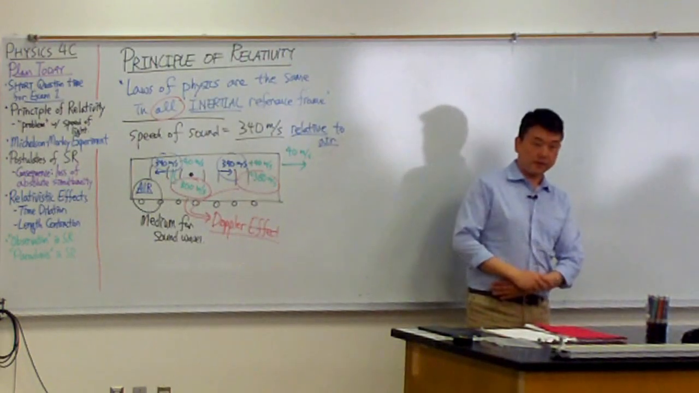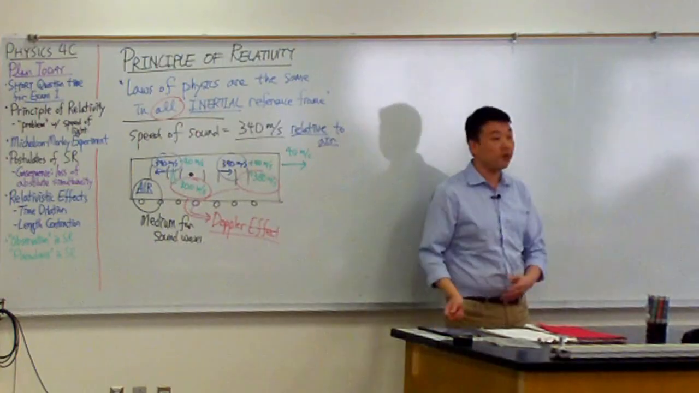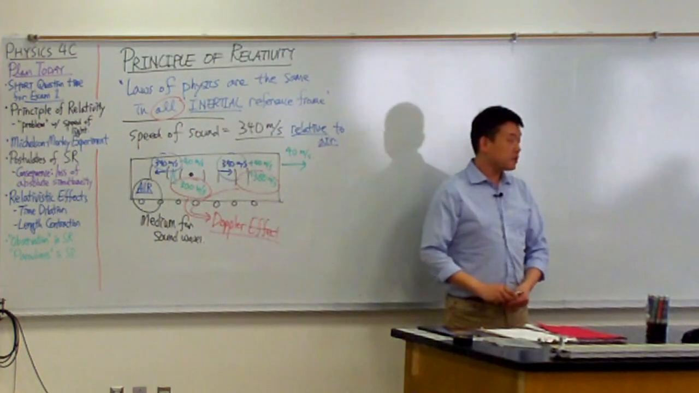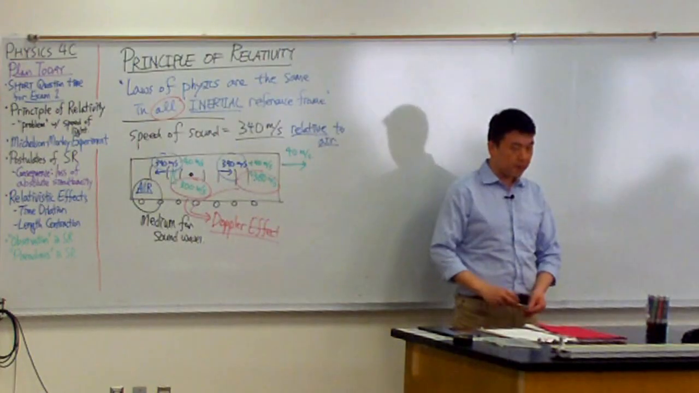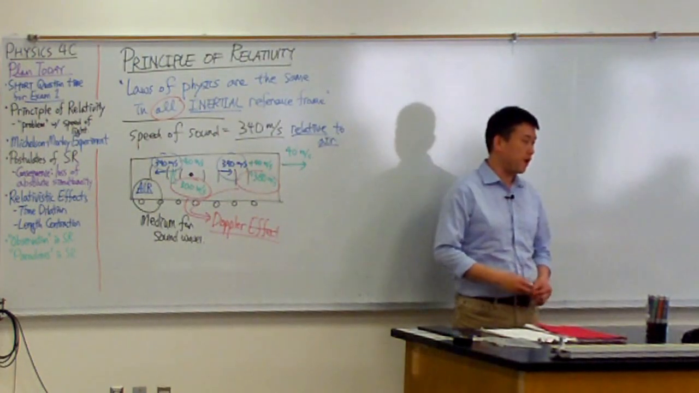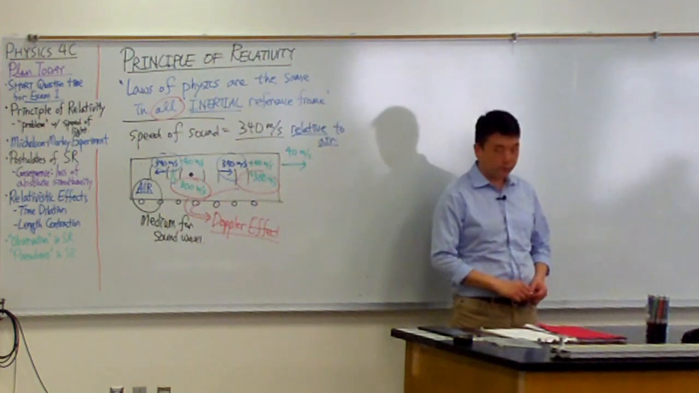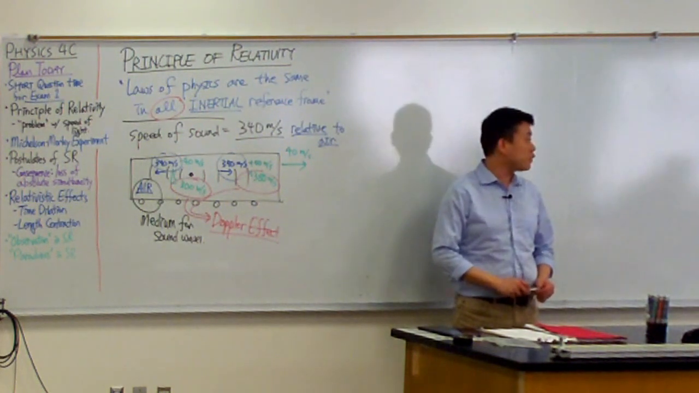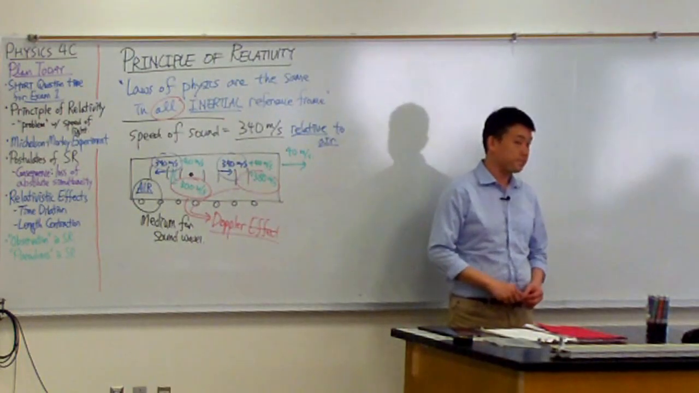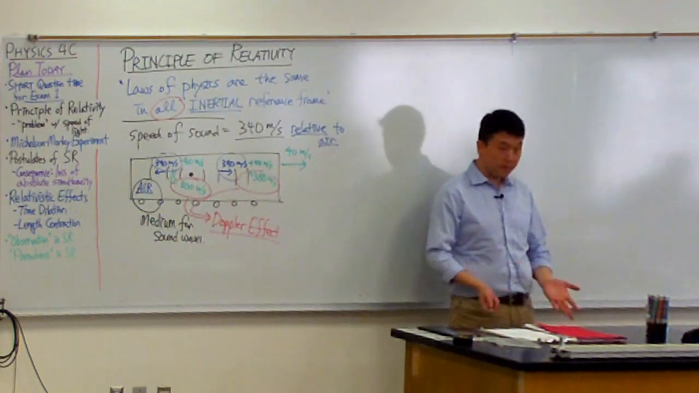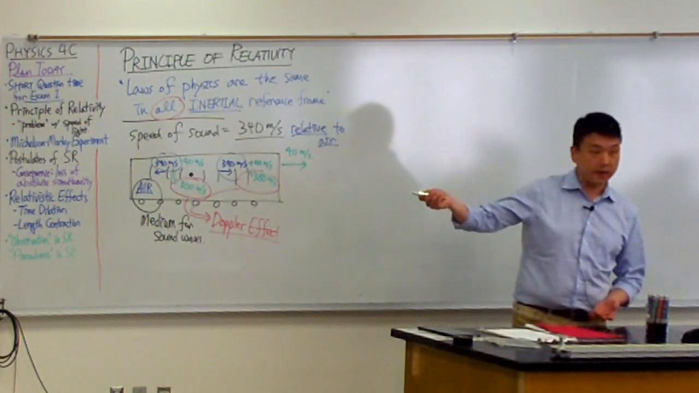Up until the late 19th, early 20th century, that's when physicists discovered one wave that does not appear to have a medium. There's one wave that you know of so far that doesn't require a medium to travel. It can travel through vacuum. Light, yeah, electromagnetic wave. So that's the problem with the speed of light.